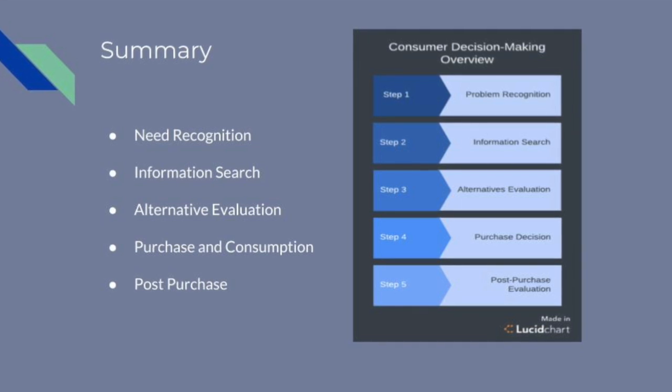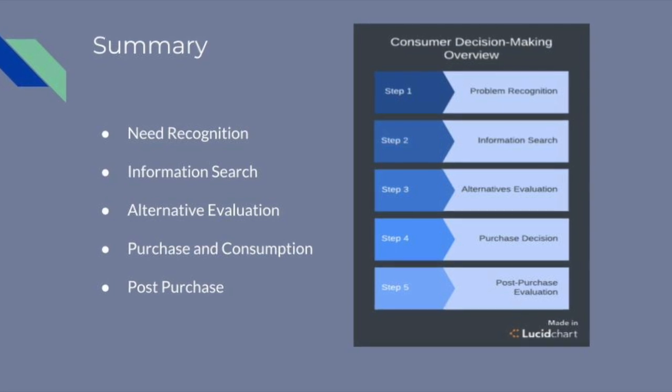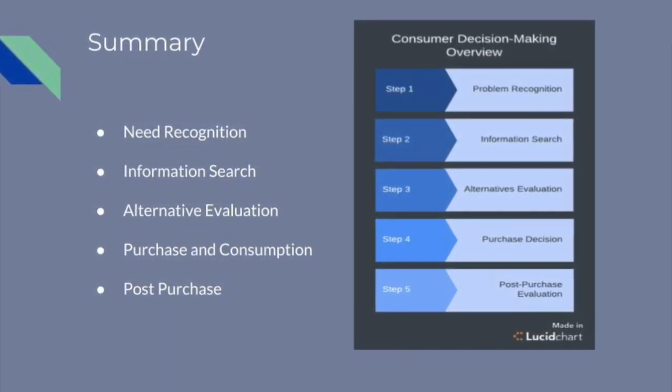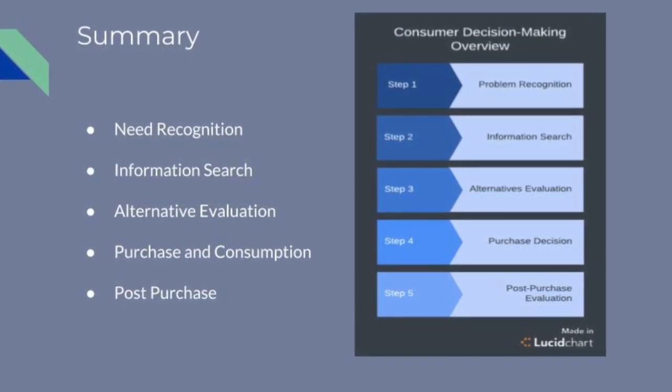In this video, we talked about the 5 steps in the consumer decision-making process: need recognition, information search, alternative evaluation, purchase and consumption, and post-purchase.